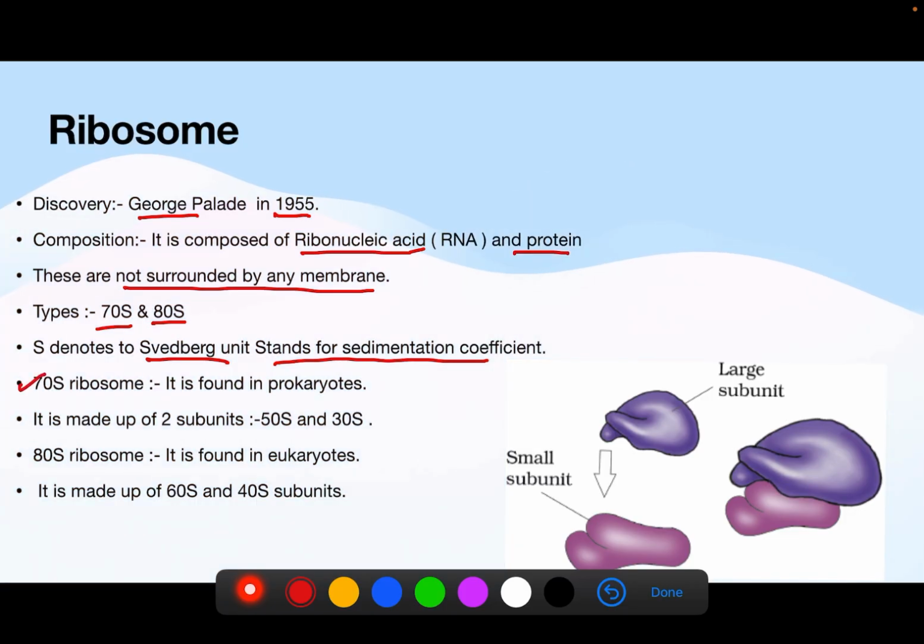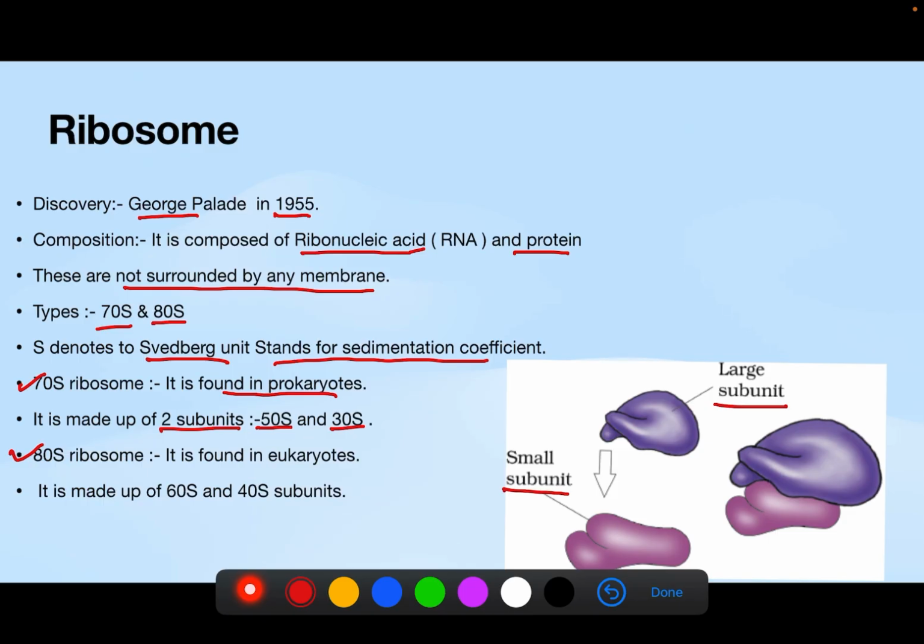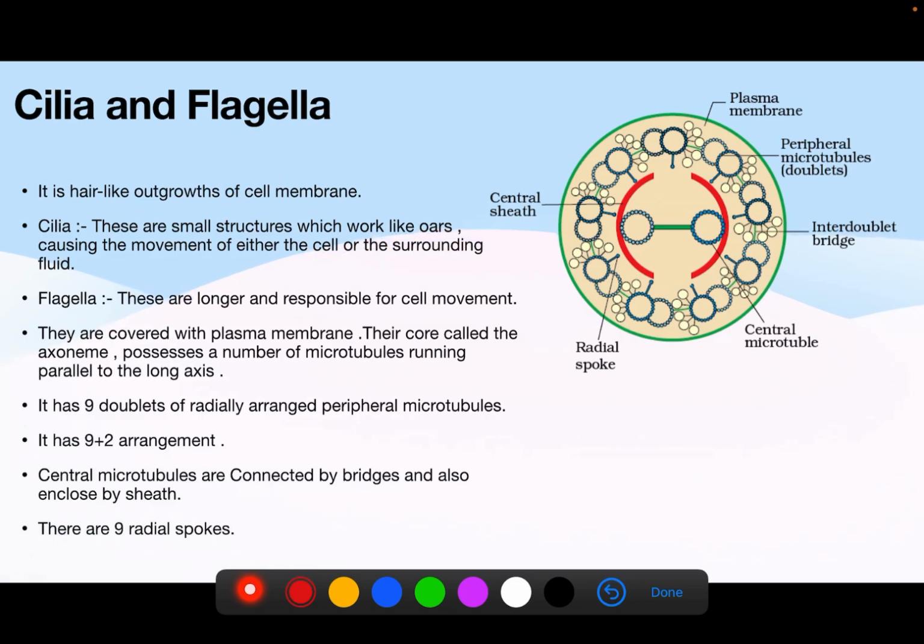Of ribosome in detail. So the 70S ribosomes are found in prokaryotes. They are made up of two subunits, a larger subunit and a smaller subunit. The larger subunit of the 70S ribosome is 50S and the smaller subunit is 30S. Now 80S ribosomes are found in eukaryotes. The larger unit of the 80S ribosome is 60S and the smaller unit is 40S. This is all about the ribosome.